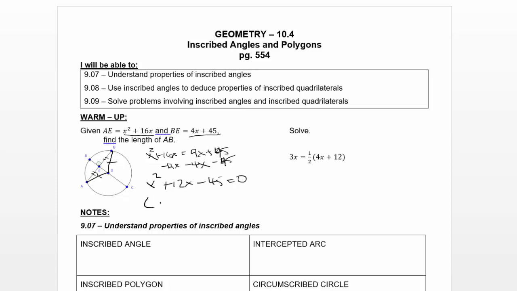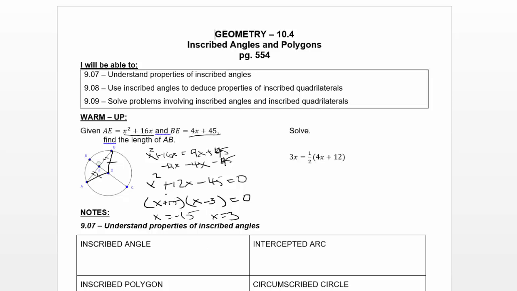The leading coefficient is 1, so the factors of this will be a pair, and the first term in each is x. We need two numbers that multiply to negative 45 but add to positive 12. Numbers that multiply to 45 are 45 and 1, 9 and 5, and 15 and 3. To multiply to negative 45, one's positive, one's negative. 15 minus 3 is 12. So how about positive 15 and minus 3? This tells me that x is either negative 15 or x is 3.